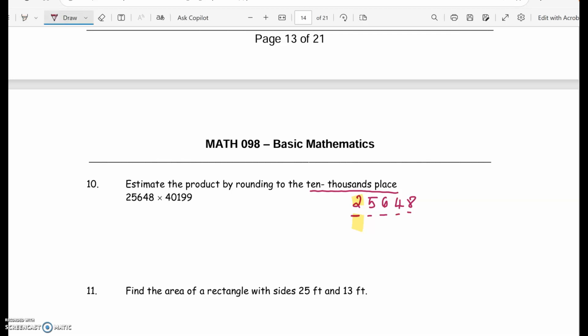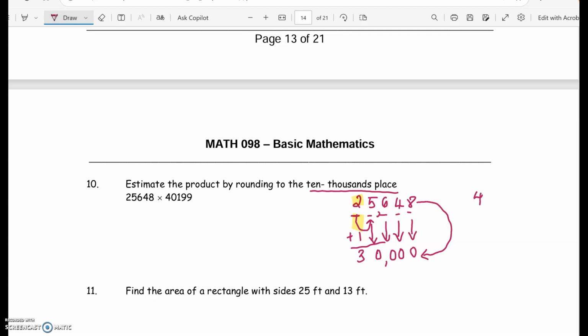Okay, so next, I look one place value to the right, and 5 and above tells me I need to round up. So I add 1 to the 10,000s place. That makes it a 3. Everything else on the right of the whole number becomes a 0. So what this is telling me is 25,648 is rounded to 30,000. The numbers have to be close. So we have roughly 30,000.